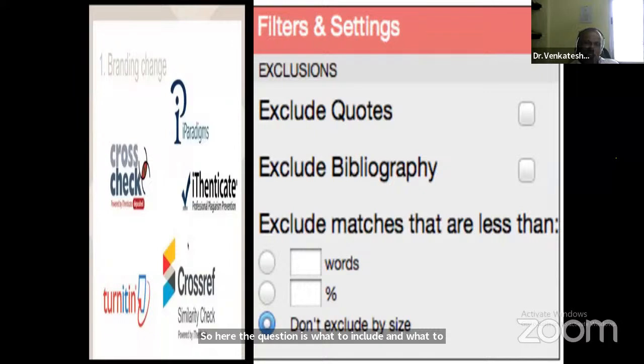This is the option given by the software vendors for the universities and institutions. Some software make filter options, such as exclude quotations. We can tick that blank box here, exclude the quotations. Can I exclude the bibliography? Exclude matches that are less than 1%. Like that, there is a filter option. And sometimes we have to mention 14 consecutive words we can exclude. Here we can mention that.